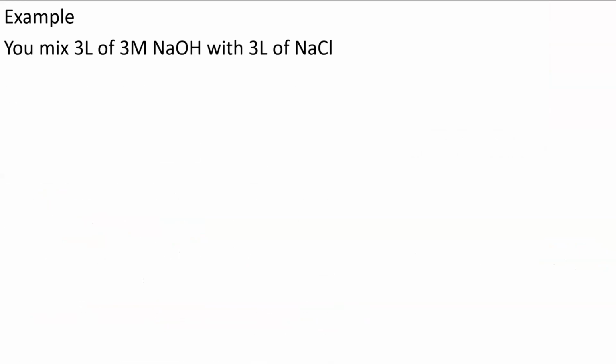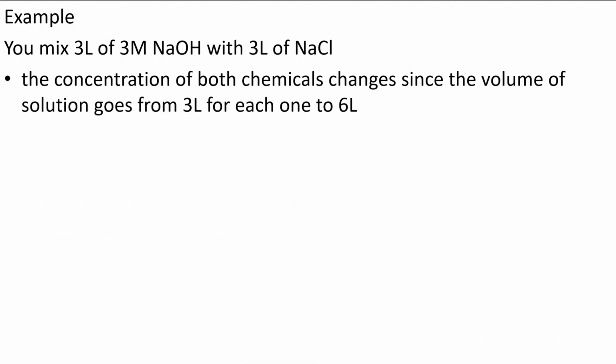So here's another example. You mix 3 liters of 3 molar NaOH with 3 liters of NaCl. Concentration of both chemicals changes since the volume of the solution goes from 3 liters for each to 6 liters. What does that mean? Well, you're adding these two together, right? You have 2 different beakers of these chemicals. There's 3 liters of this, there's 3 liters of this. This is at 3 molar, this is at 3 molar.